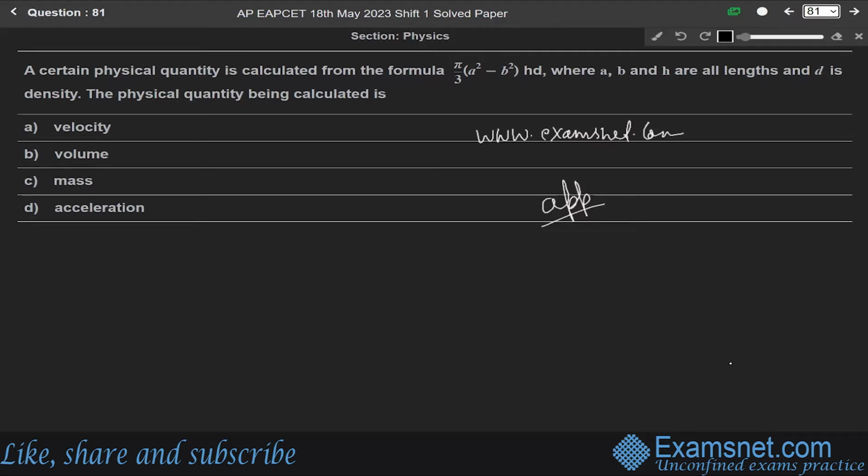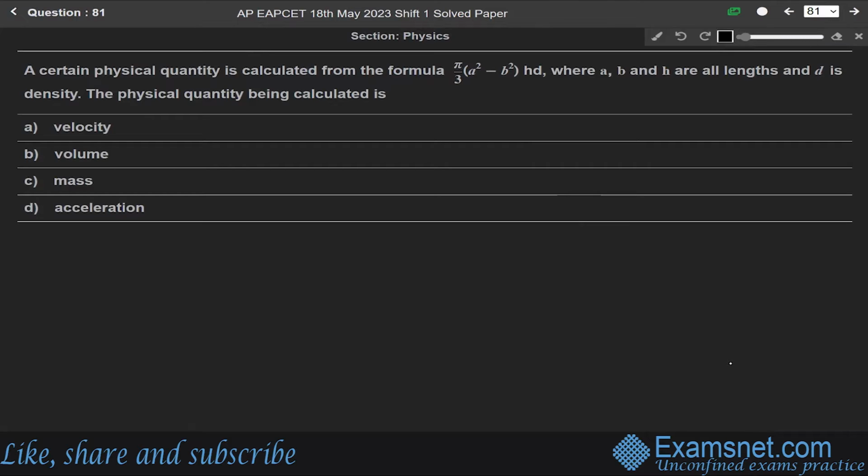So today, students, we will be solving the Andhra Pradesh Engineering, Agriculture and Pharmacy Combined Entrance Test, that is EAPCET 2023, 18th May, shift 1 question paper. In this particular video I'll be solving the physics part of the paper. So here we go, starting from the very first question of the physics part, that is question number 81.